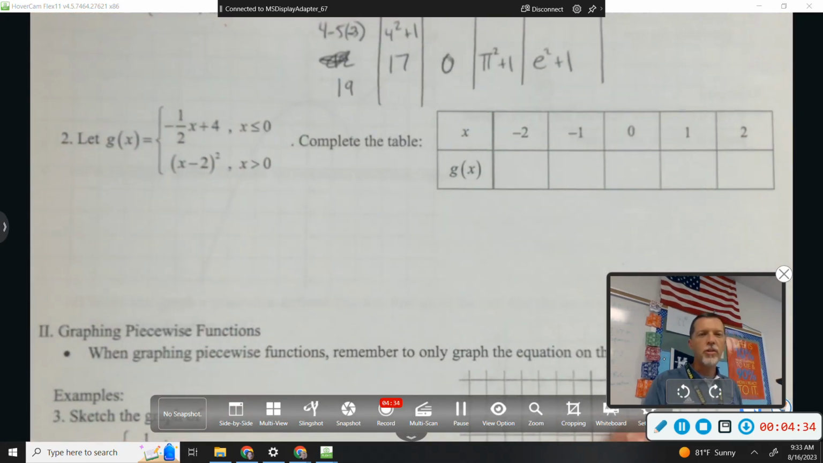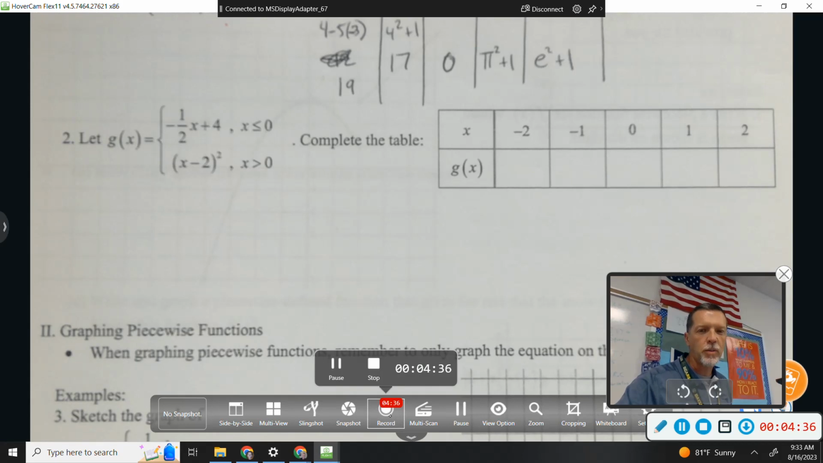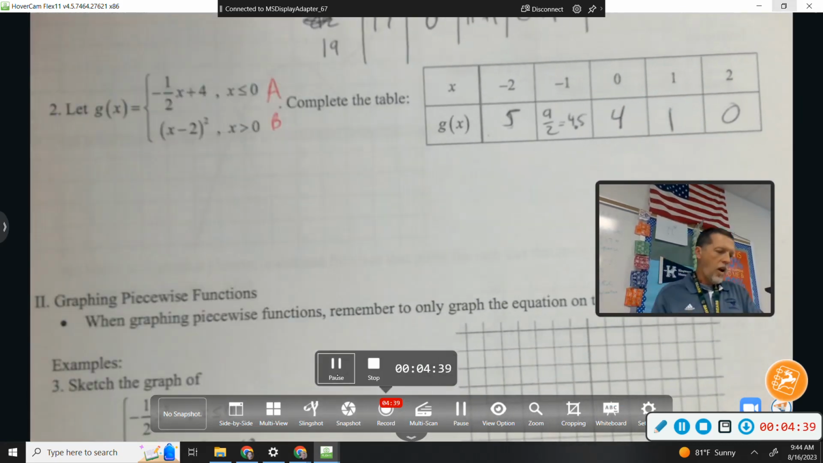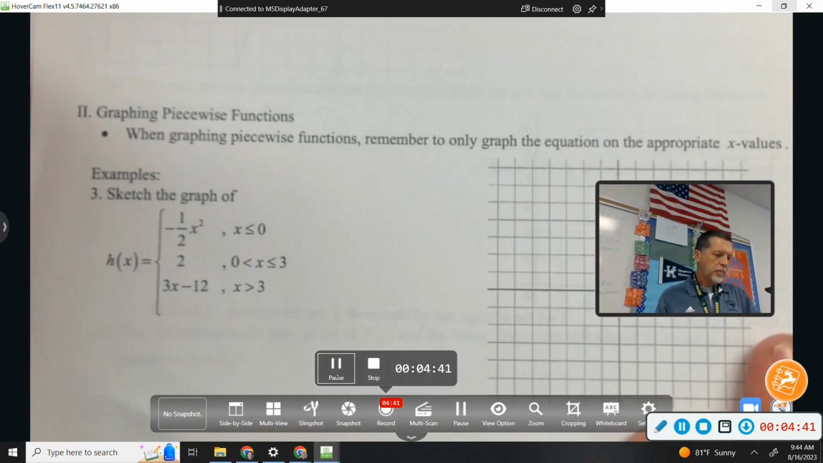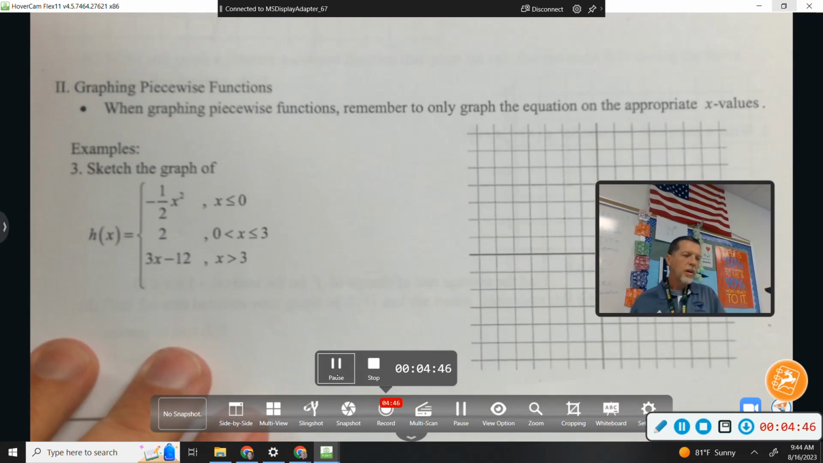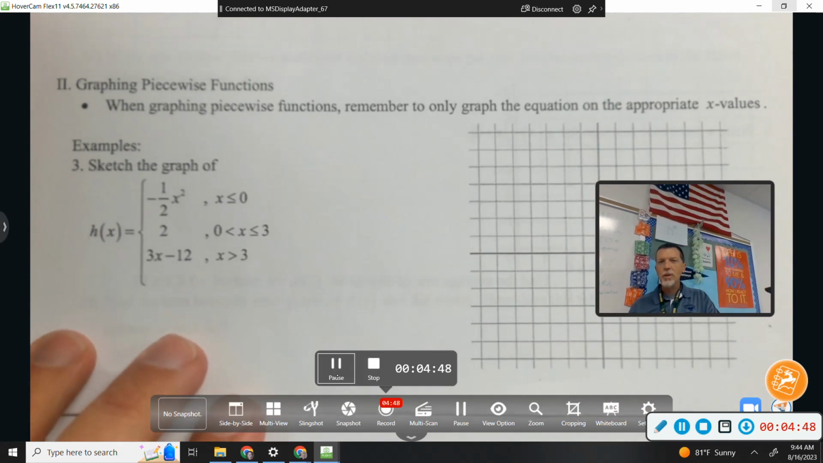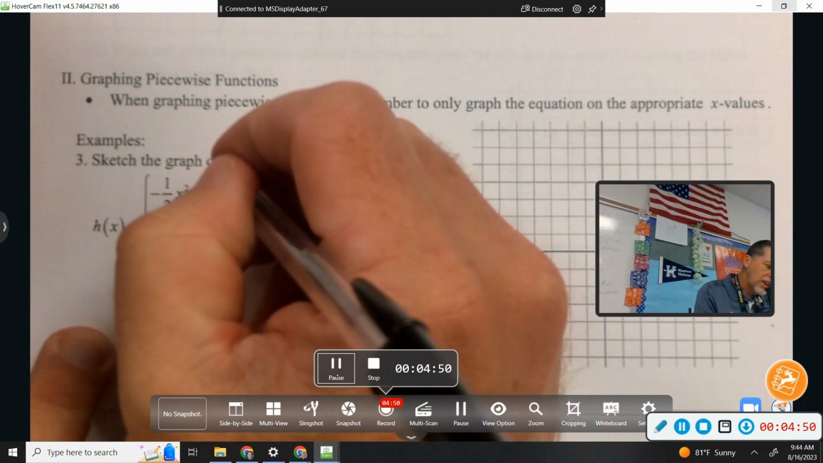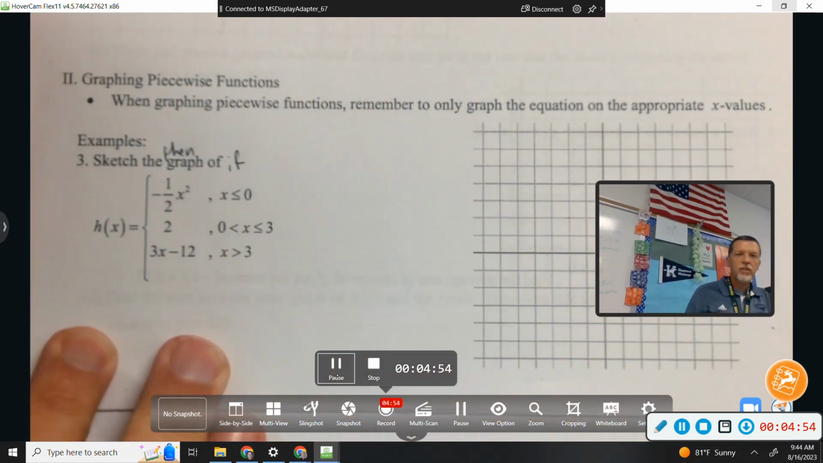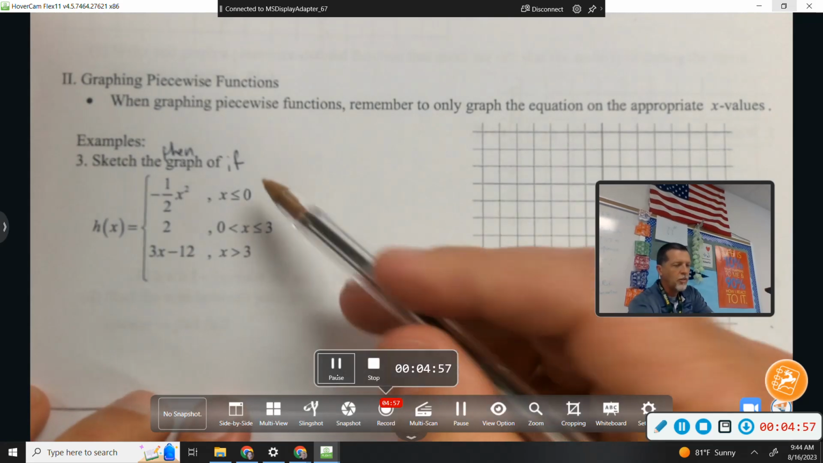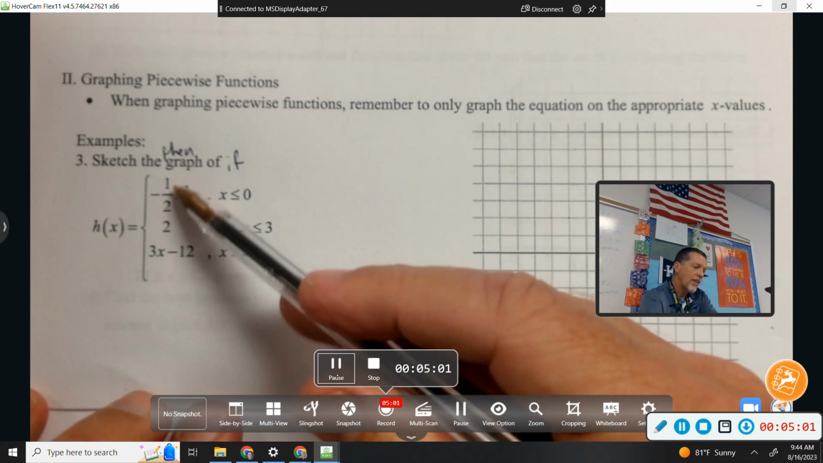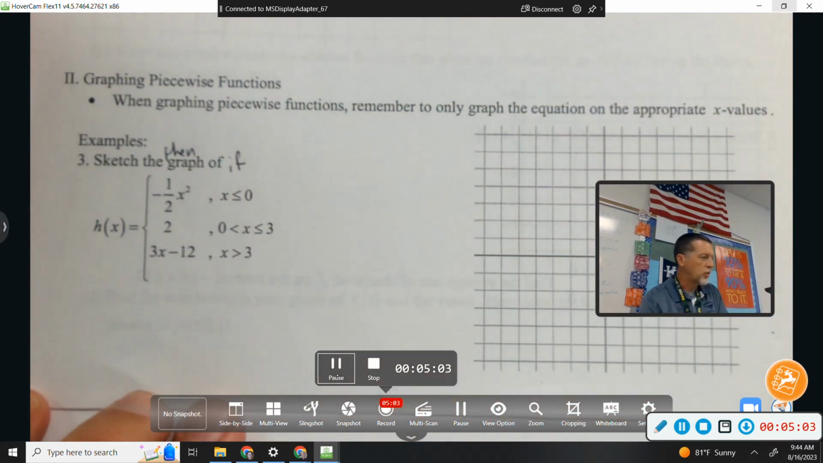All right, just to make sure you got the hang of it, why don't you try example number 2 then? All right, graphing piecewise functions. When graphing piecewise functions, only graph the equation where it's supposed to be, right? So it's still this, if x is less than 0, then graph this part. So it's still this backwards thing where you have to consider this first, and then only graph this stuff where you're supposed to be.